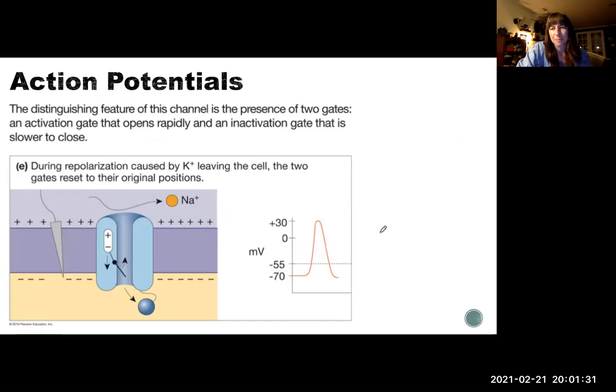So that's just a step by step. You don't need to know all of those steps. I'm just trying to help you to understand. You need to know the basic steps. Basically, sodium rushes in to depolarize, and then sodium gets pumped out to repolarize, okay?